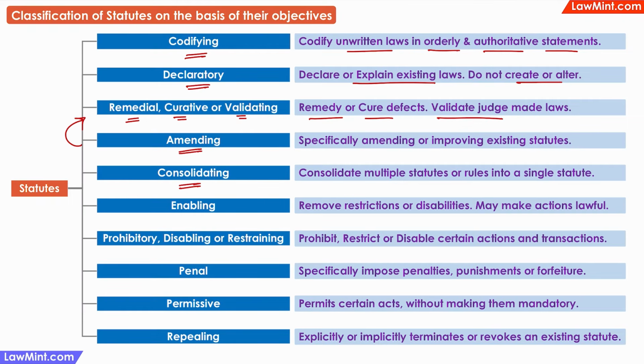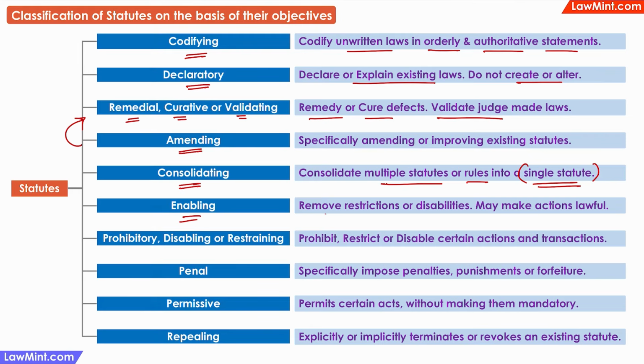Consolidating statutes consolidate multiple statutes or rules into a single statute. For example, even before 2016, people, firms, and companies were becoming bankrupt, but these situations were being handled under different laws in different ways. The Insolvency and Bankruptcy Code of 2016 brought together these fragmented laws related to insolvency and bankruptcy of corporate persons, partnership firms, and individuals into a single legislation.